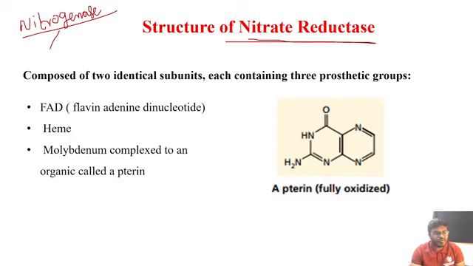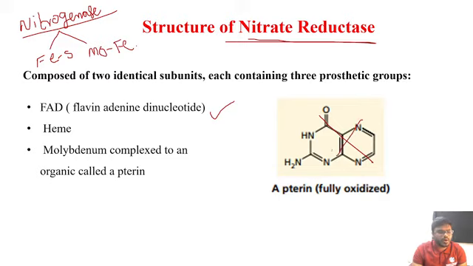We already remember, friends, nitrogenase enzyme contains what? Iron sulfur redox center and molybdenum iron redox center. Simple point it is. Now friends, all of you pay attention. If you look into the structure of the nitrate reductase enzyme, it contains FAD. Anyway, you know to remember the structure: FAD, heme, and molybdenum associated with an organic compound which we call, friends, pterin.